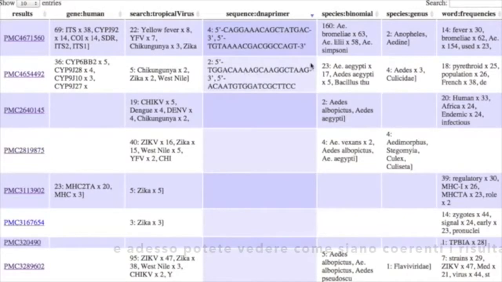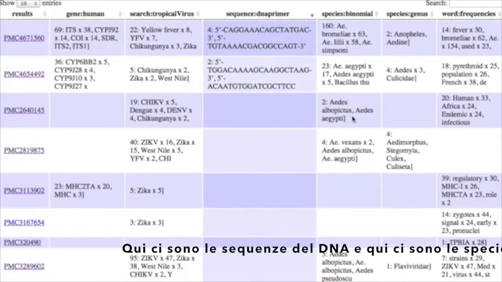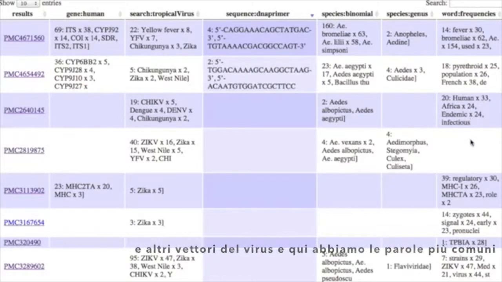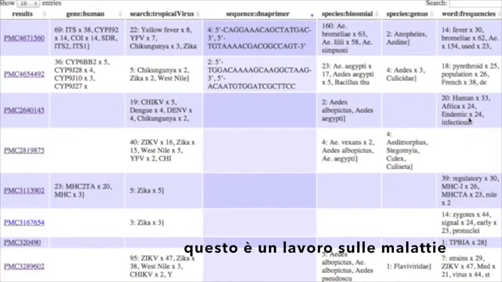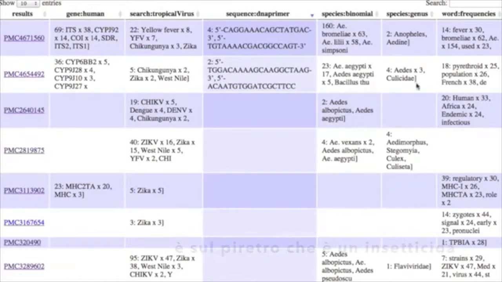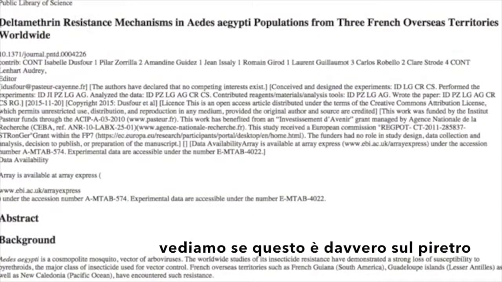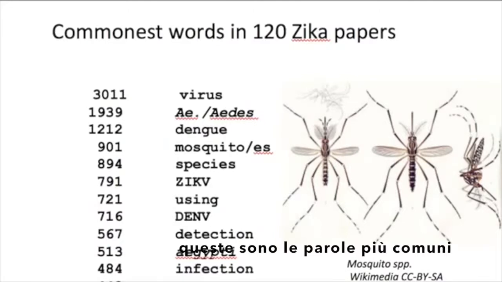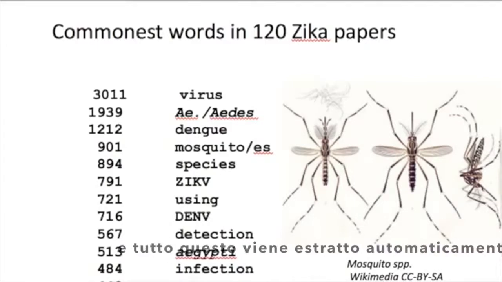Some DNA primers. Here we've got species which are primarily mosquitoes and other vectors, and here we've got the commonest words. So this paper is about infectious diseases and endemics, whereas this one's about pyrethroids, which are insecticides. So if we have a quick look at that, the paper is indeed about pyrethroids, and this is the actual compound that is mentioned. Commonest words in the papers, and you can see that they're about mosquitoes, infection, viruses, and so on. And all of that comes out automatically.